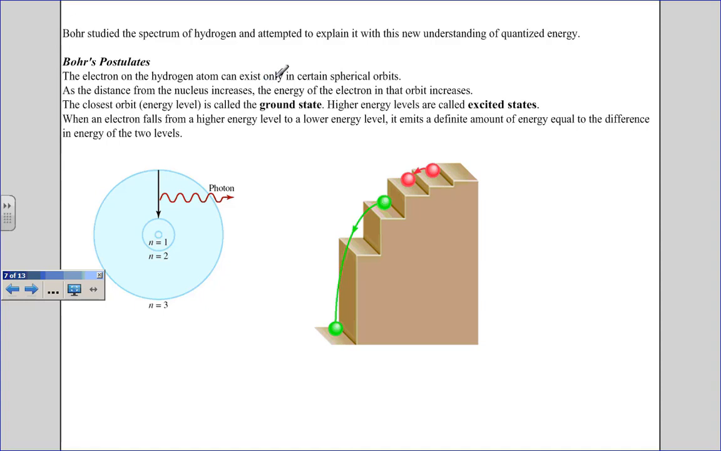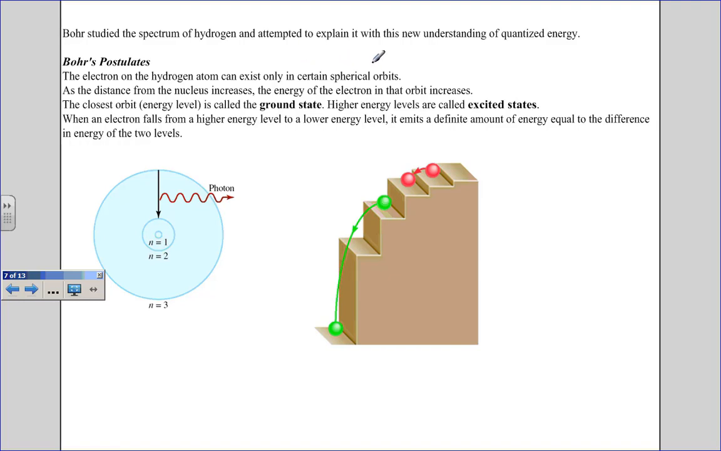So Bohr was studying hydrogen, and he was studying the spectrum, and he was trying to explain how the light was produced in terms of this quantized energy. These are the specific amounts of energy that are being released. This red line, this blue line, this purple line, they are corresponding to very specific amounts of energy, as we saw from Einstein's formula, E is equal to h nu.